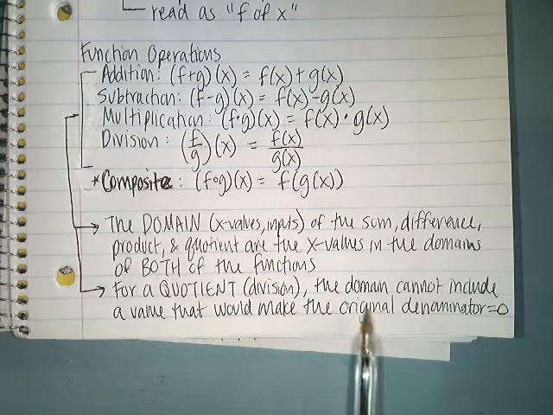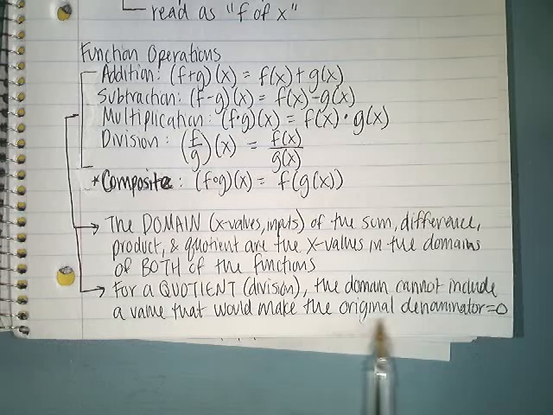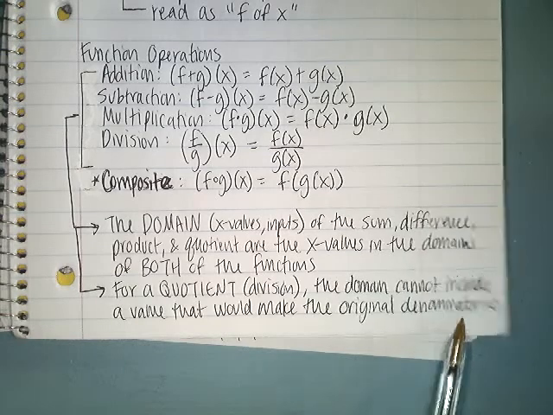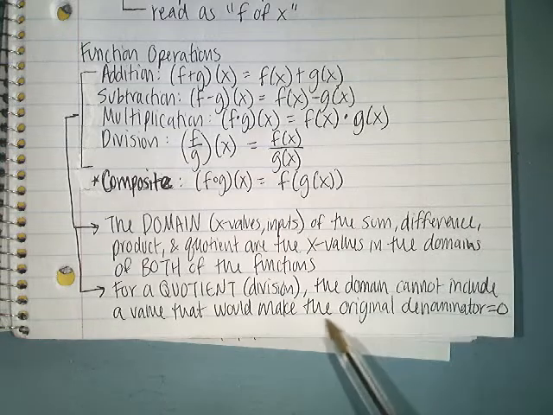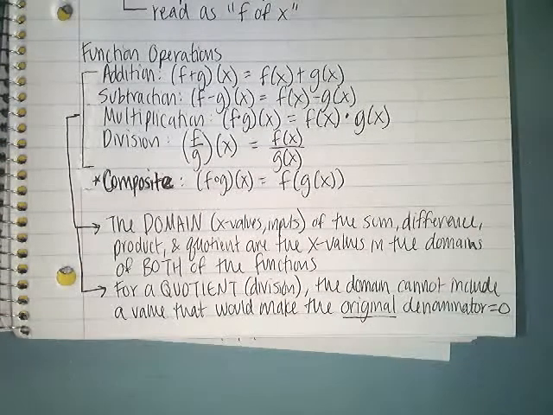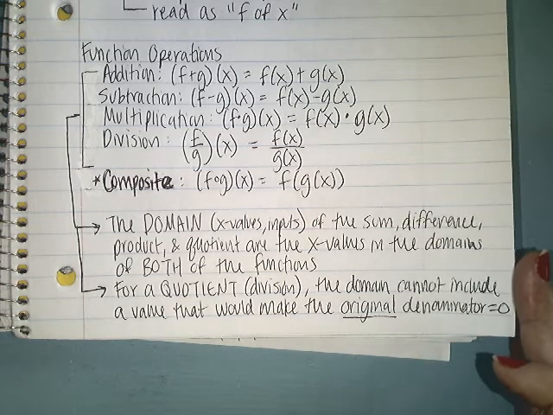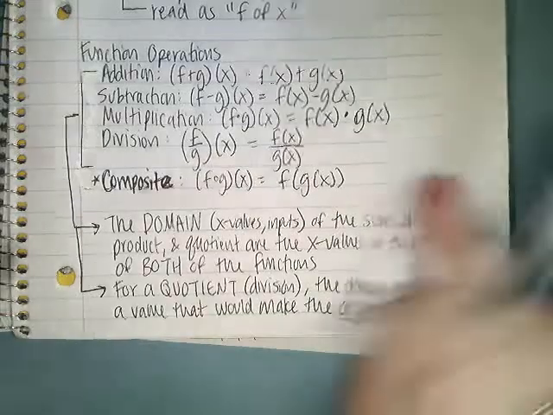For the quotient, in addition to that, you also need to make sure that you don't have anything that would make the original denominator equal to 0. As you may remember, you're never allowed to divide by 0. So that's still true here. You can't have a denominator that would be equal to 0. The only thing you have to remember is it's the original denominator, not the denominator once you've simplified. So that's a lot of theoretical information. Let's jump into some examples. I'm going to flip the page for an example.